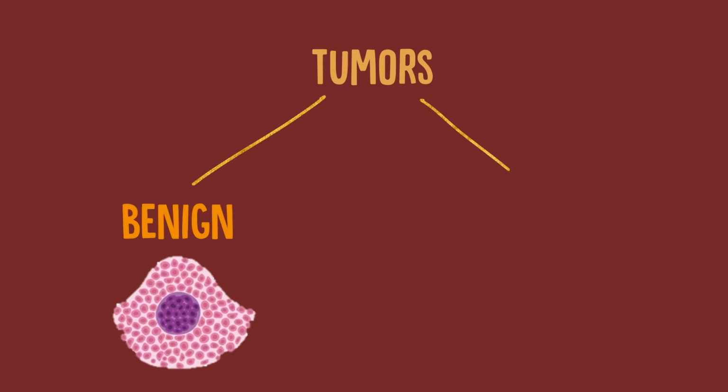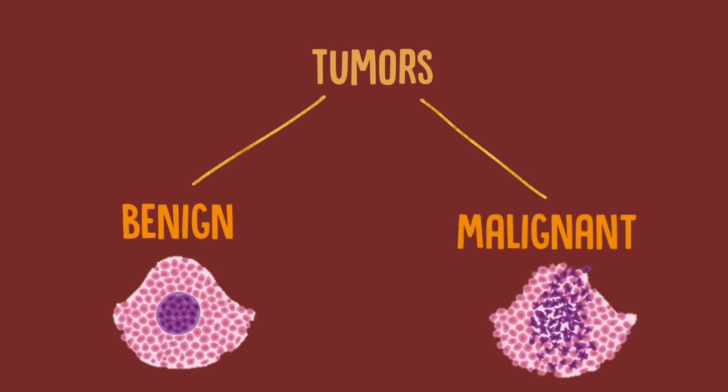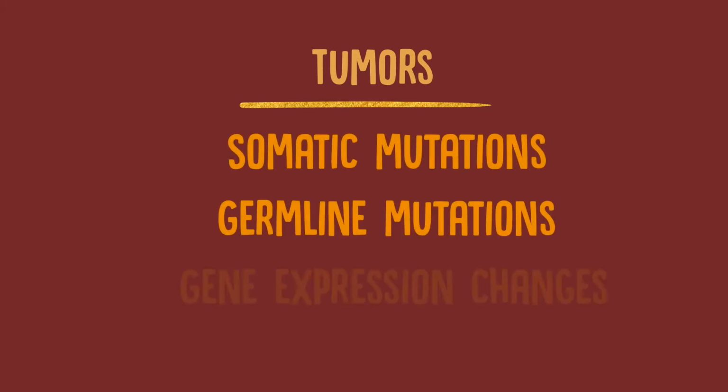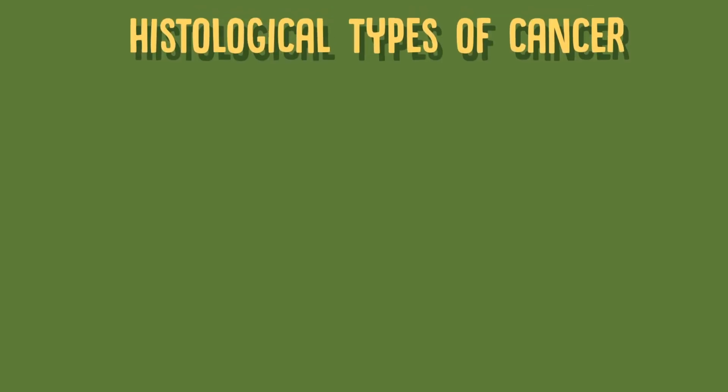Tumors are an abnormal mass of tissue that result when cells divide more than they should. There are two tumors, benign or malignant. Tumors are caused by somatic mutation, germline mutation, and gene expression changes. There are a couple types of histological cancer: dysplasia, sarcomas, carcinomas, leukemia, and lymphoma.